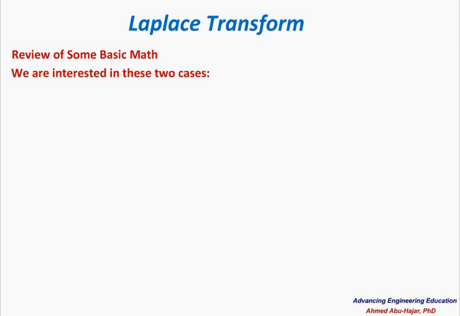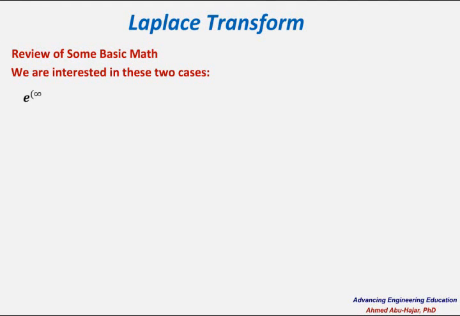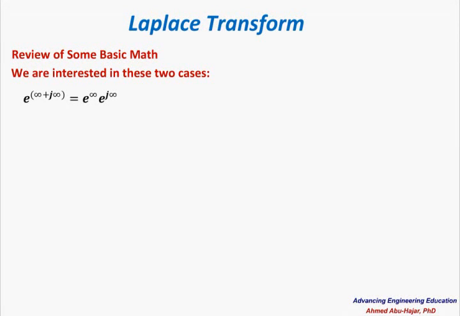Let's look at the next case. Let's say that the complex number we have is e to the infinity plus j infinity. This is a complex number, so we can express it as e to the infinity times e to the j infinity. Basically, you break the exponent into two terms. Now this complex number, its magnitude is e to the infinity, which is infinity, and its phase is infinity. So basically, this number is infinity.